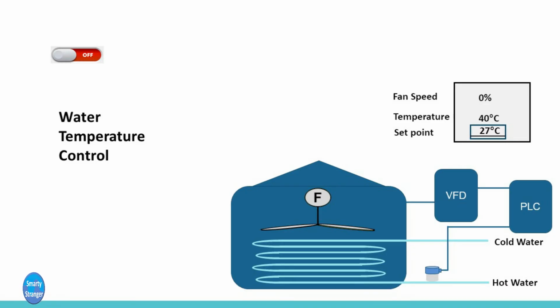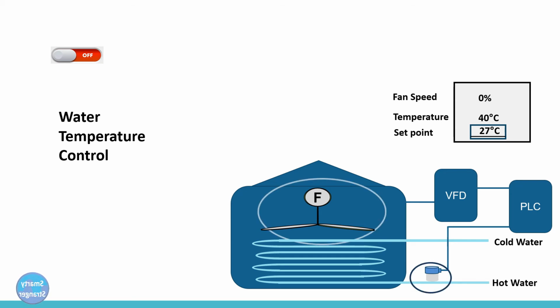Now we make another example. Here we are controlling the temperature of water. Hot water is coming from any process and we are going to cool the water via using a fan. A temperature transmitter is installed to measure the temperature. A fan is installed to cool the water.